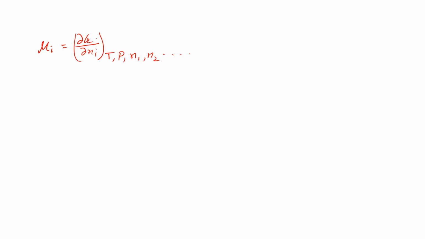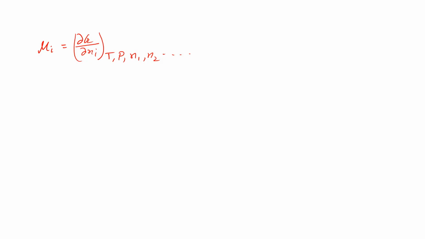So, it is the ratio of two extensive properties. One is Gibbs free energy, another one is number of moles. Okay, and infinitesimal changes. Ratio of infinitesimal dou G by dou Ni. Ratio of infinitesimal changes of this Gibbs free energy and number of moles.